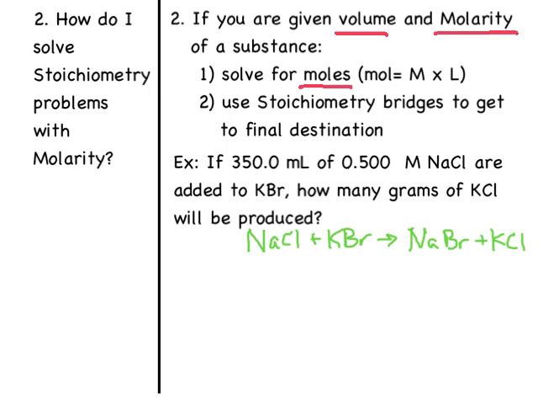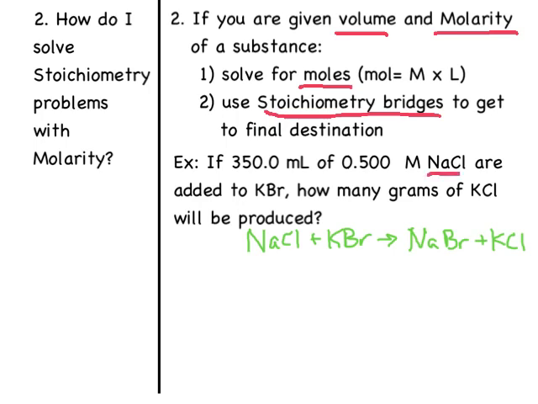And then likely you'll be asked for moles or grams of a different substance in the reaction. So that's where you're going to use your stoichiometry bridges in order to get to your final destination. So let's take a look at this example. It says, if 350 milliliters of a 0.5 molarity NaCl are added to KBr, how many grams of KCl will be produced?